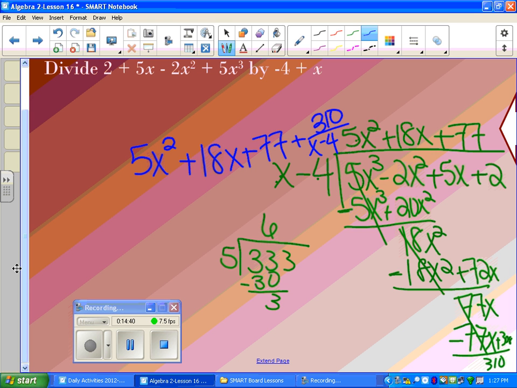77 times negative 4 is negative 308. Then you have to change the signs. 308 plus 2 is 310. Does that make sense? What's 8 plus 2? No, times 4. So 308 plus 2. Yeah. Any questions on this one?